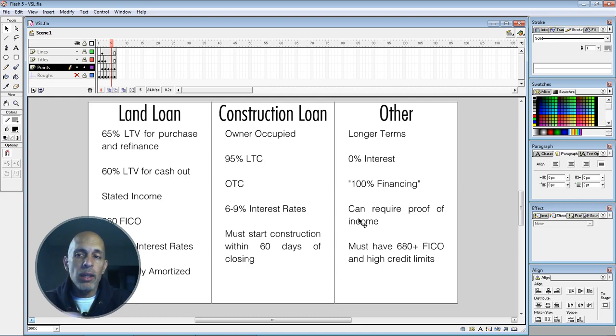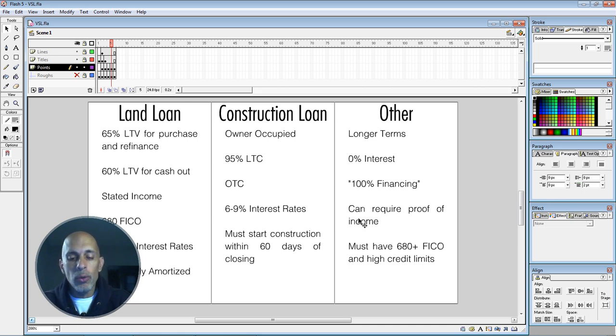So if you're doing a piece of property that's owner occupied or will be owner occupied, so let's say you're building a home that you're going to live in, we can go as high as 95% LTC. What that means is, let's say the total purchase price of the land and construction is $1 million. We can go as high as $950,000, which means you're only putting $50,000 down.